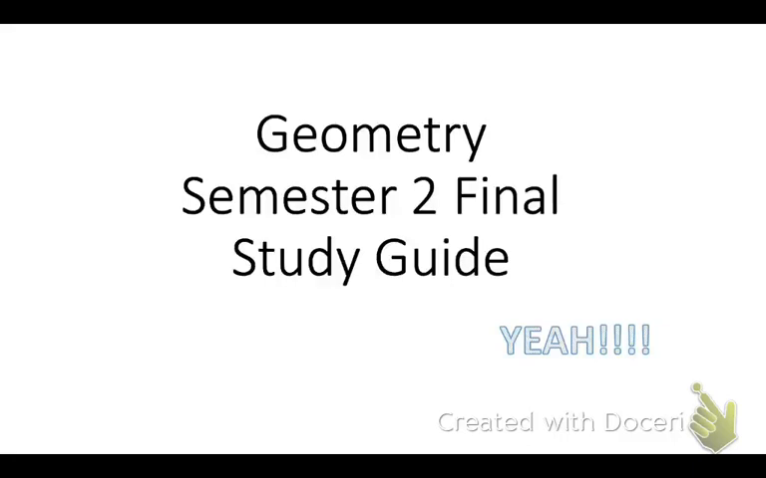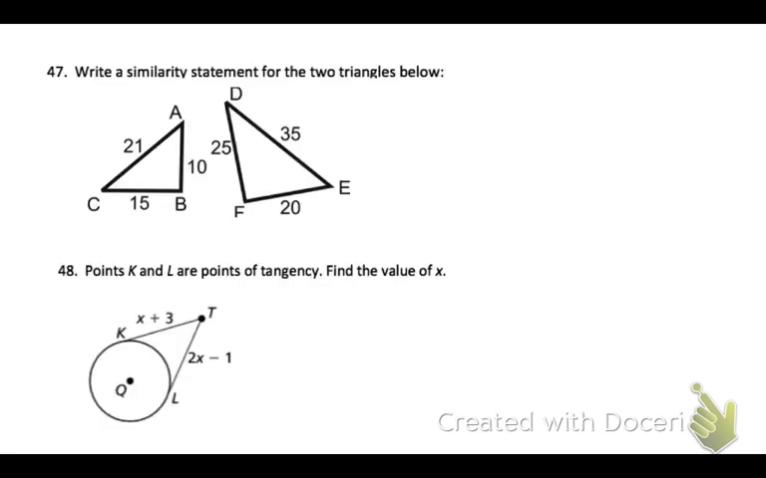Okay, this is the very last video in the Geometry Semester 2 final review. So problem 47, write a similarity statement for the two triangles below.